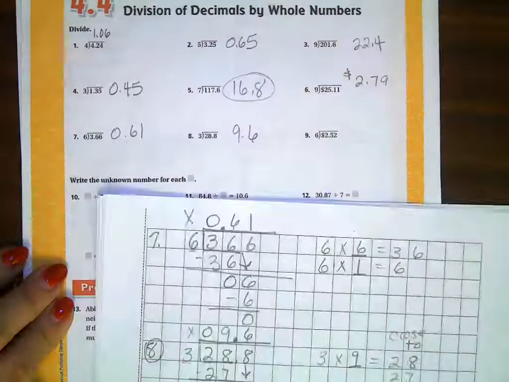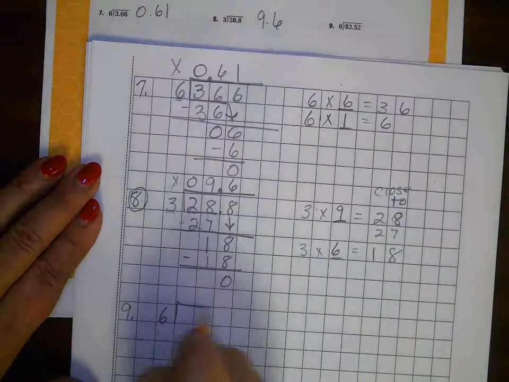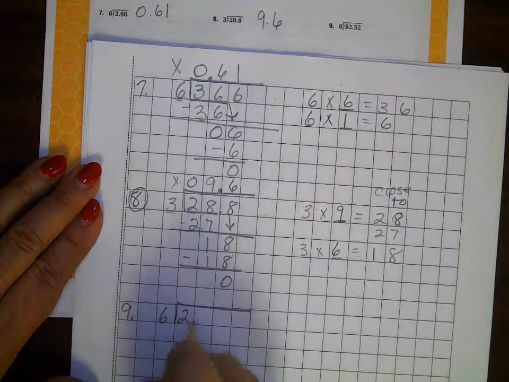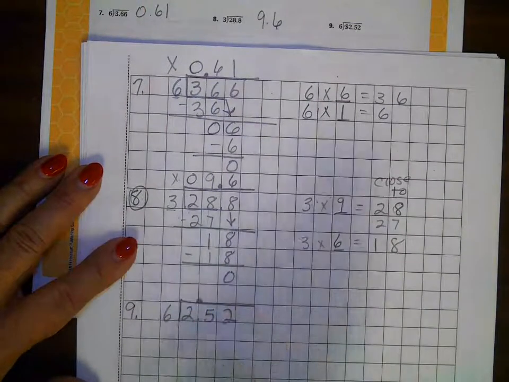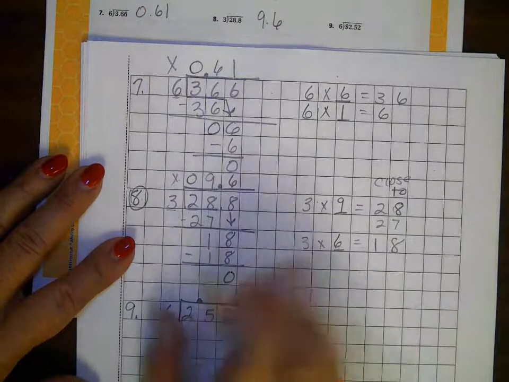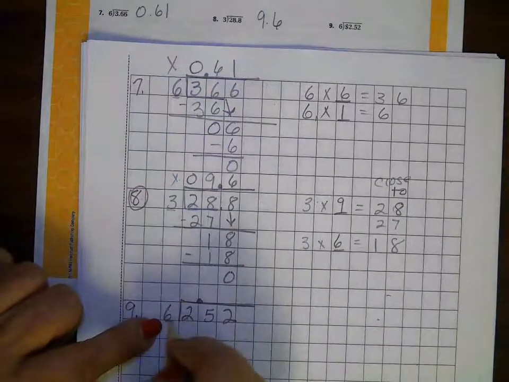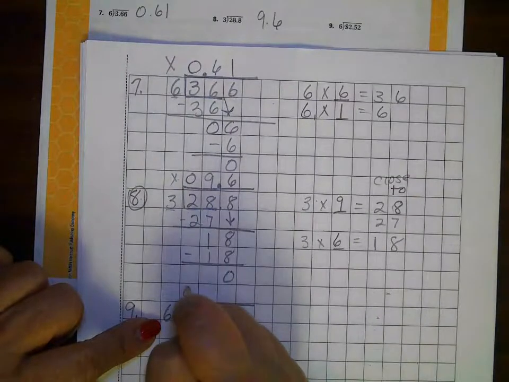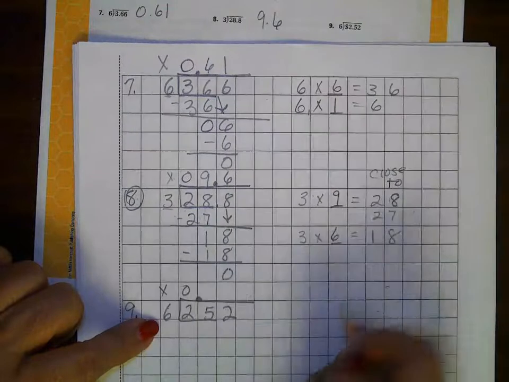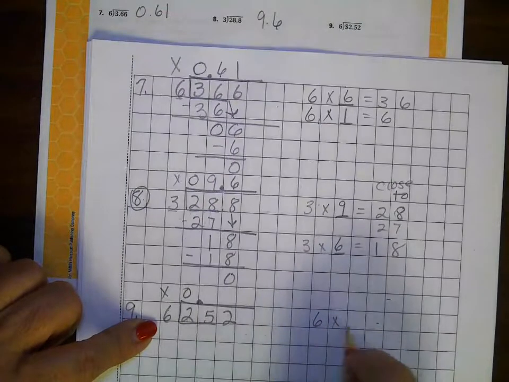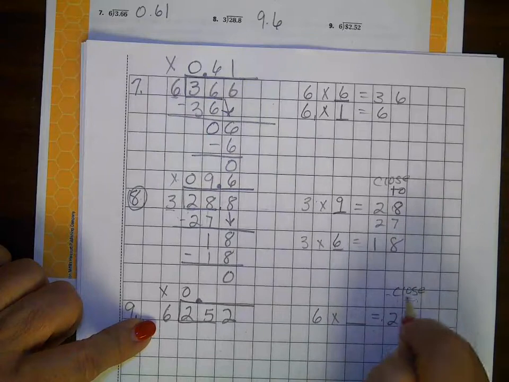And let's look at the last problem, number 9. Bring my decimal up. I'm going to erase. 6 cannot go into 2 because this is smaller. It has to be 6 or bigger. So I'm going to put a 0. Extend this over. 6 goes into 24. Very good. That's 4 times, because 6 times what will get me close to 25.